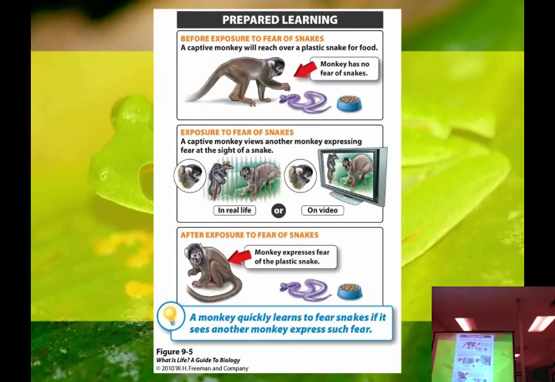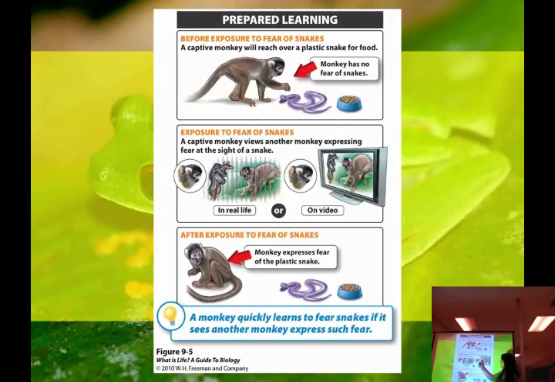Imagine we have a captive monkey who reaches over a fake snake, so a plastic snake, to get a piece of food. He doesn't know to be afraid of a snake because he's never seen a snake before. He's also never seen another monkey that is afraid of snakes. And so he has no idea that reaching over this piece of plastic should be a bad thing.